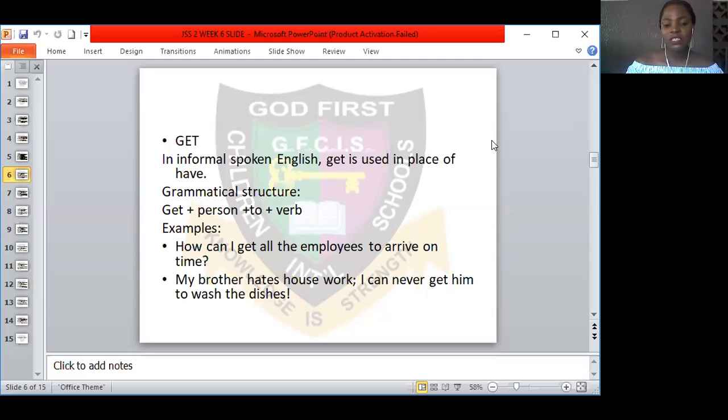So the second example here: my brother hates housework. I can never get him to wash the dishes. So, get is the causative verb. The person is him, and then to plus wash, which is the base form of the verb.